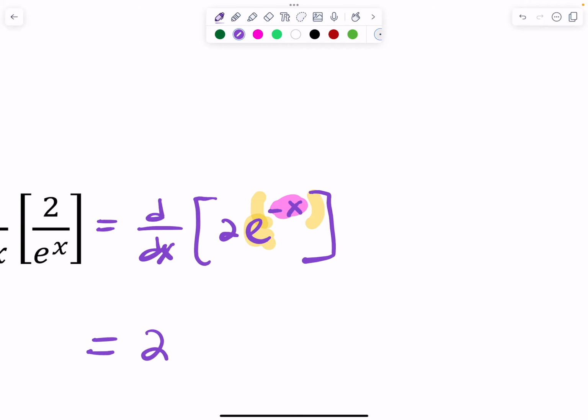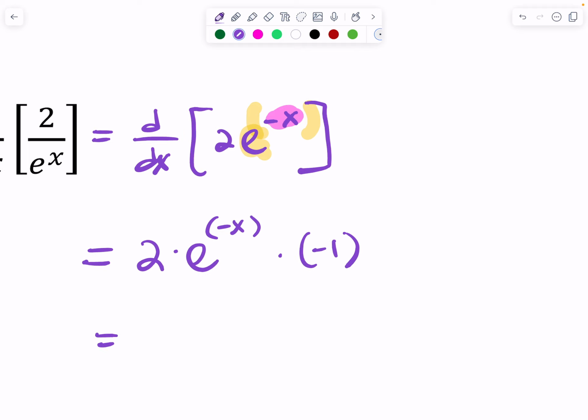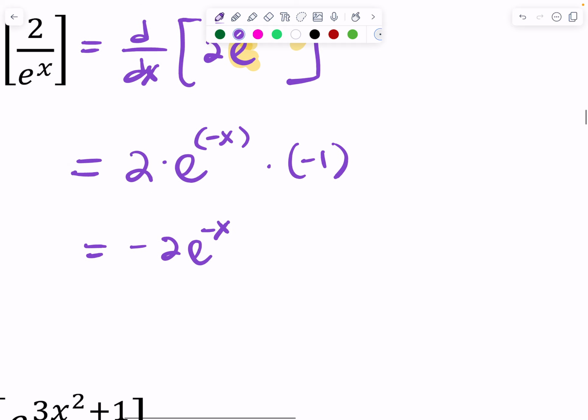differentiate. So the 2 will hang out there. Derivative of the outside function would be e to a power. Leave the inside function alone. And then times the derivative of the inside function would be times negative 1. So this ends up being negative 2 times e to the negative x, or if we were to rewrite without the negative exponent, that's negative 2 over e to the x.